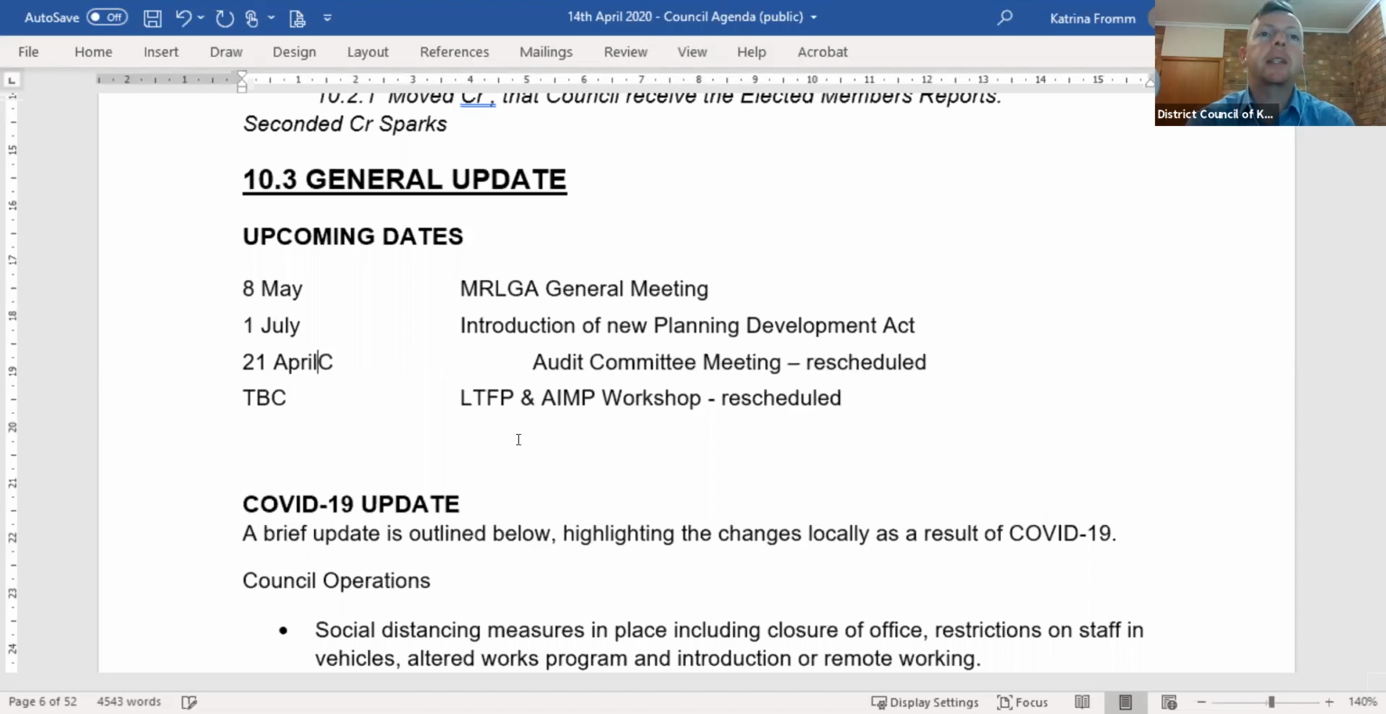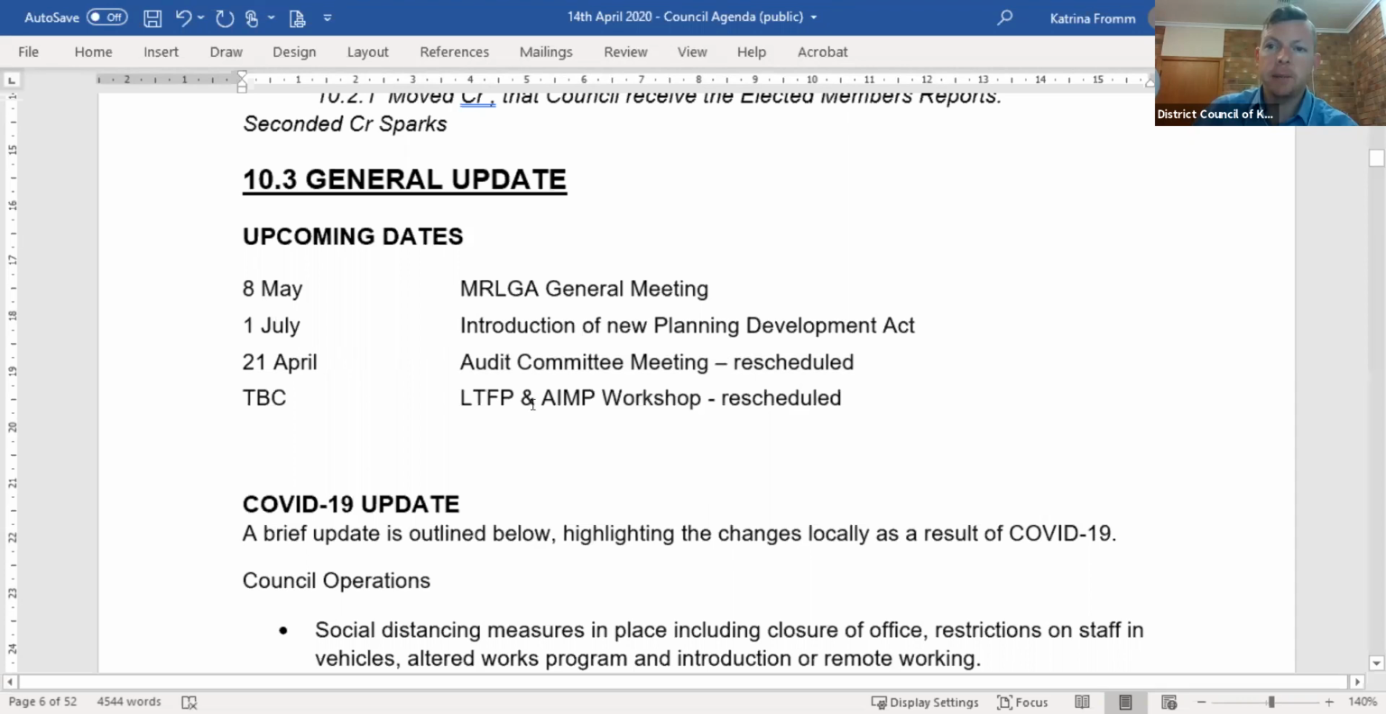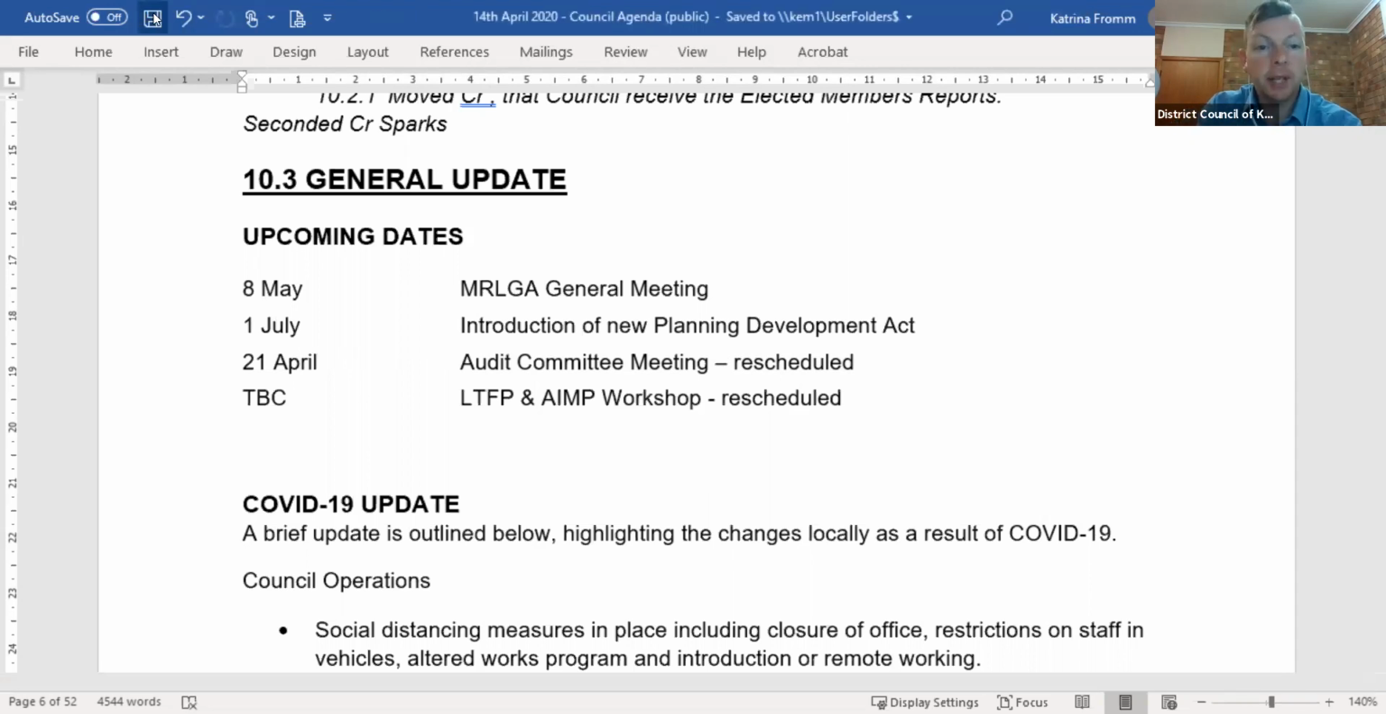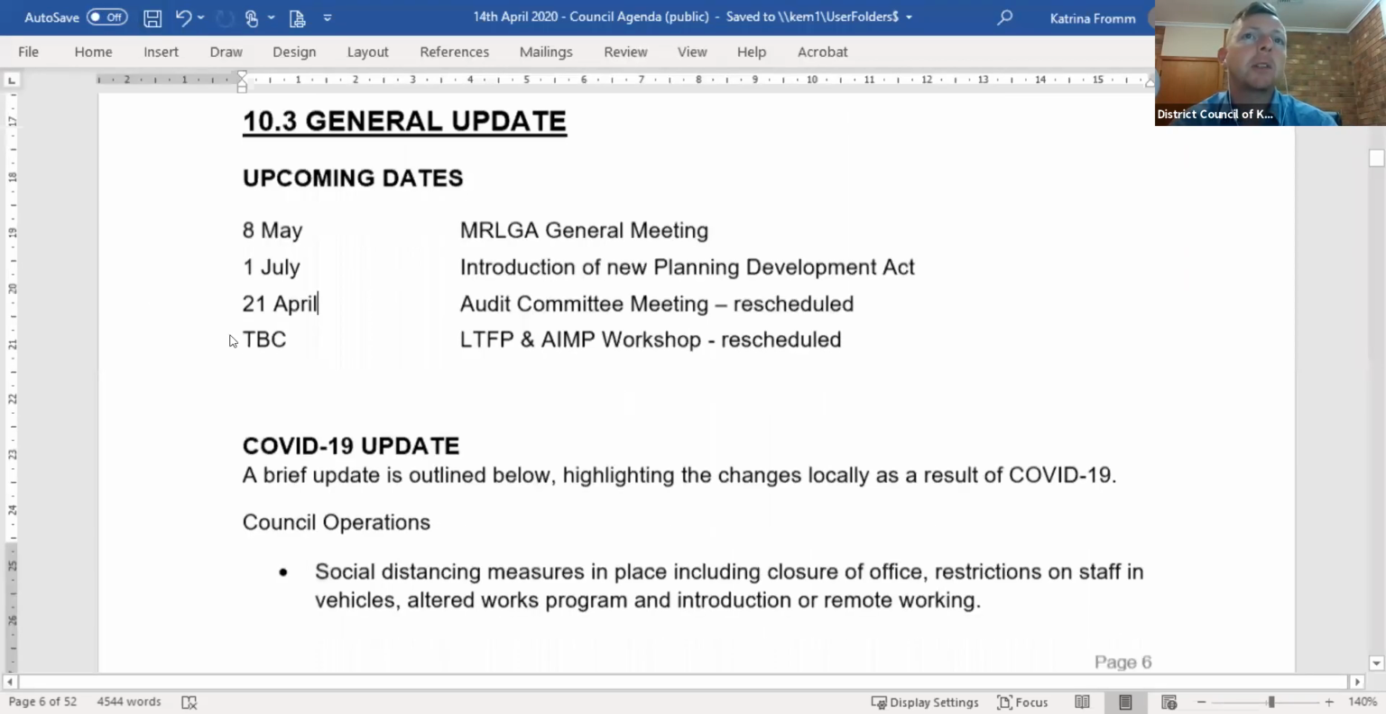And then we'll also have some dates in there for some preliminary budget workshops as well, noting that the process for the budget may change depending on any allowances from the state government around budget setting this year. Just a quick COVID-19 update. There's some information in there in relation to, I guess, council operations. We've been keeping everyone abreast of the changes as much as possible. But I've just tried to summarise in that report in terms of changes to council operations.